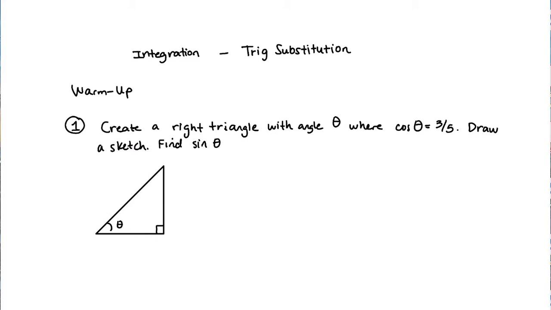Now, probably many people have heard the SOHCAHTOA acronym. It seems to be pretty popular in a lot of high school curriculum. This little acronym helps us remember the legs of the triangle for sine, cosine, and tangent. So sine is opposite over hypotenuse, cosine is adjacent over hypotenuse, and tangent is opposite over adjacent. So if cosine is 3/5, that means that the adjacent leg is 3 and the hypotenuse is 5.